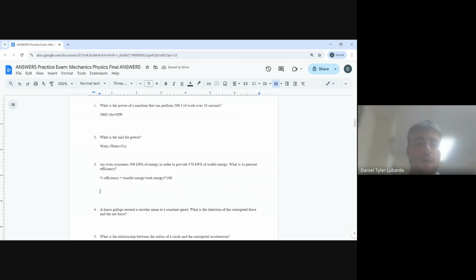So we know the useful energy is 370 kilowatt hours divided by 500 kilowatt hours, and all that times 100 is going to give us 74%. And the units cancel out, because kilowatt hours on the bottom and kilowatt hours on the top cancel out.